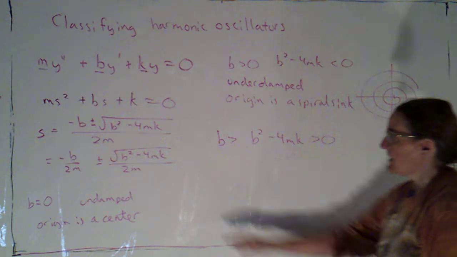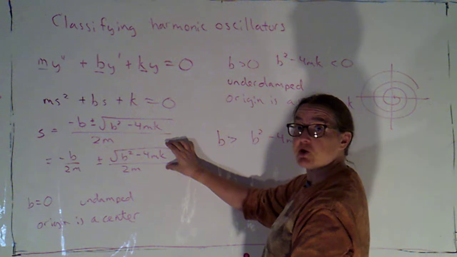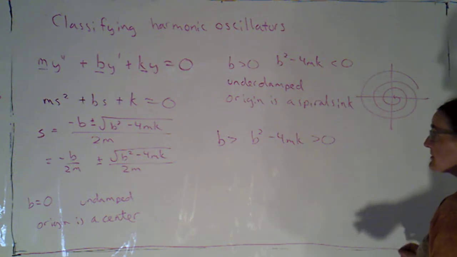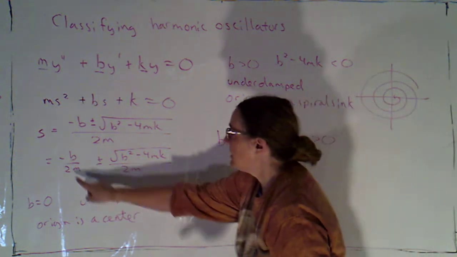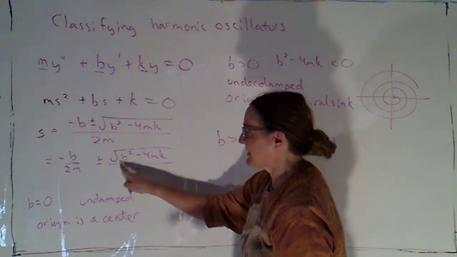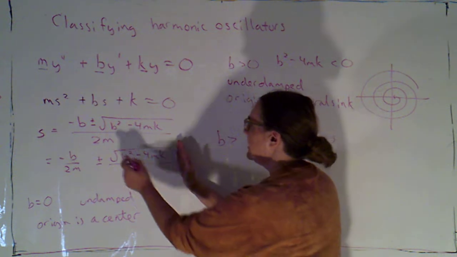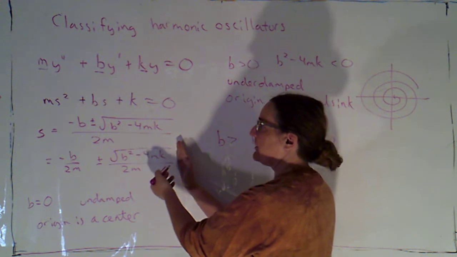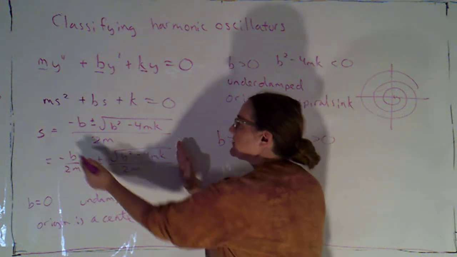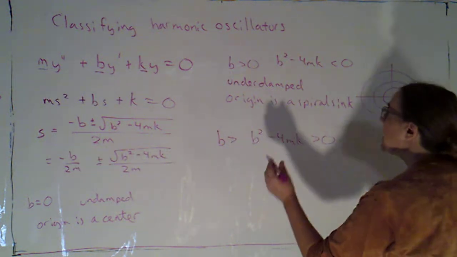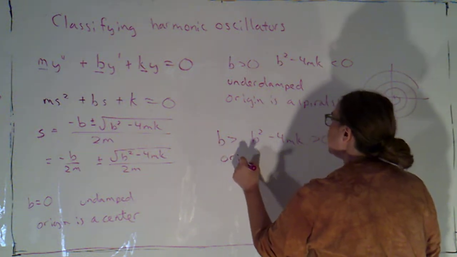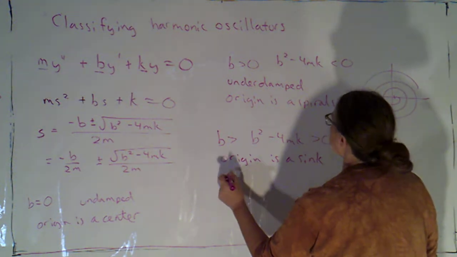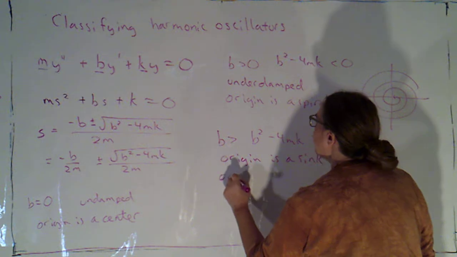Okay. I could have that b is positive, but b squared minus 4mk is bigger than 0. Now in that case, that's going to mean that this is real, so that I would have two real roots. Okay. Now, those two real roots would actually both be negative. Notice this is negative. I'm subtracting something with this root, but even if I'm adding something, the square root of b squared minus 4mk is going to be less than the absolute value of b, or less than b, because b is positive. So the negative part would be bigger than the positive part. So the origin would be a sink, and we say that a situation like this is overdamped.